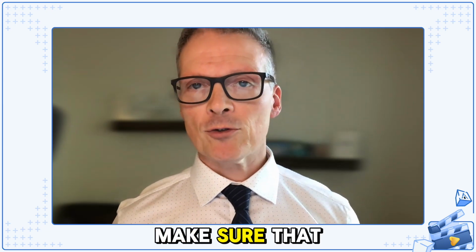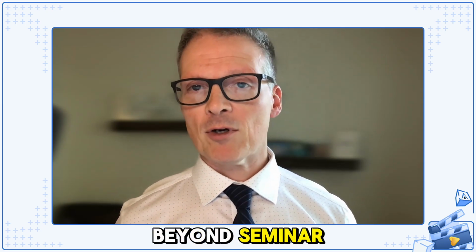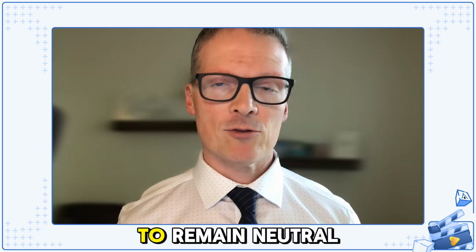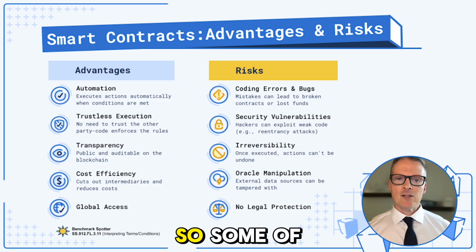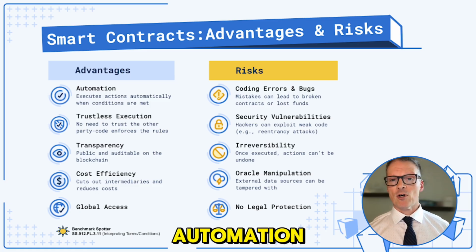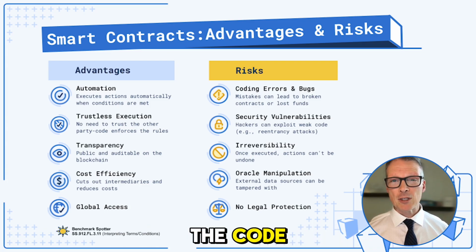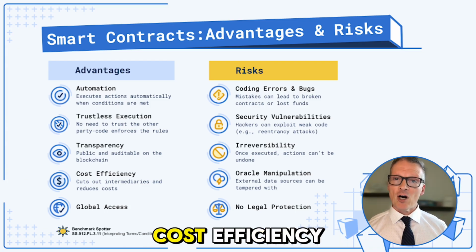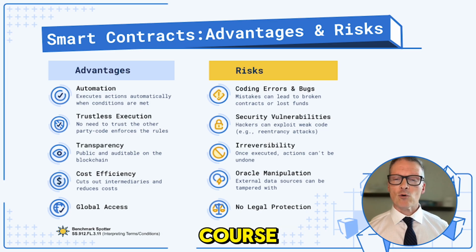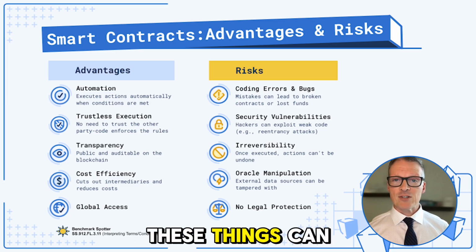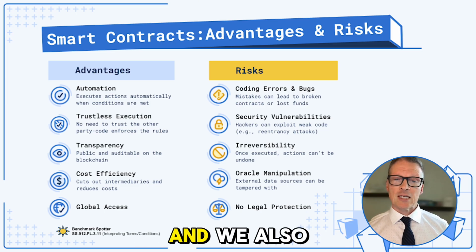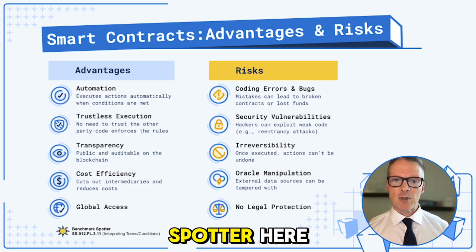We want to make sure that in the Road to Bitcoin and Beyond seminar, we're always addressing both sides to remain neutral in our stance. So some of the advantages are automation, trustless execution, transparency. Anybody can read the code, for instance, the cost efficiency, and then of course it's global access. These things can be done anywhere. And you also have a benchmark spotter here.